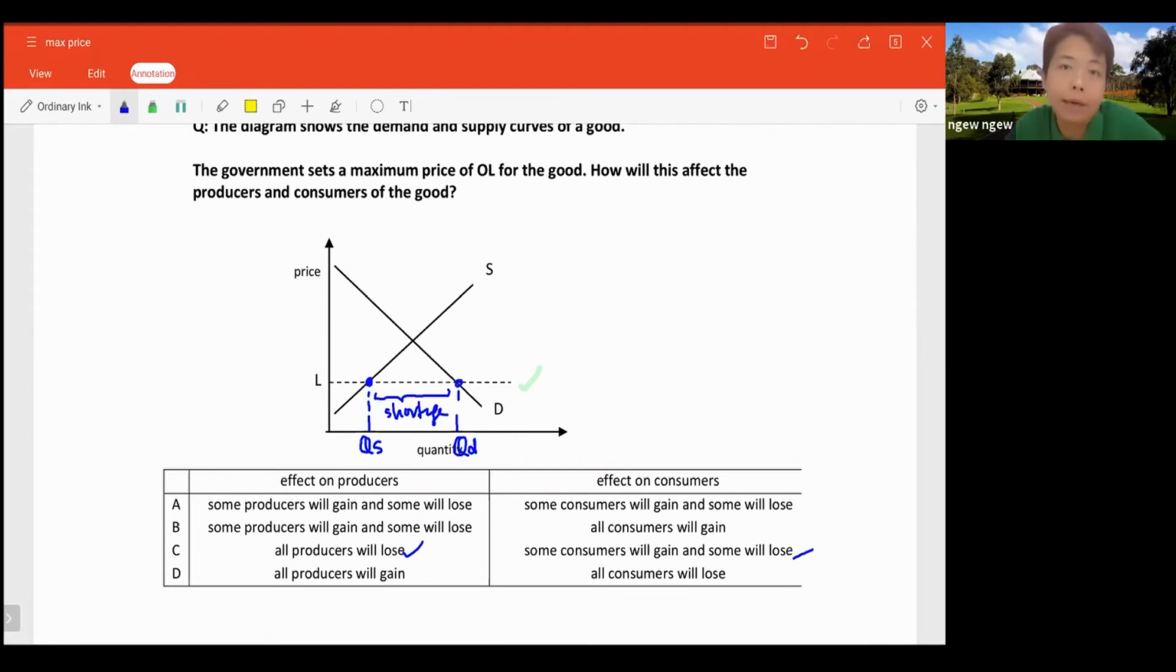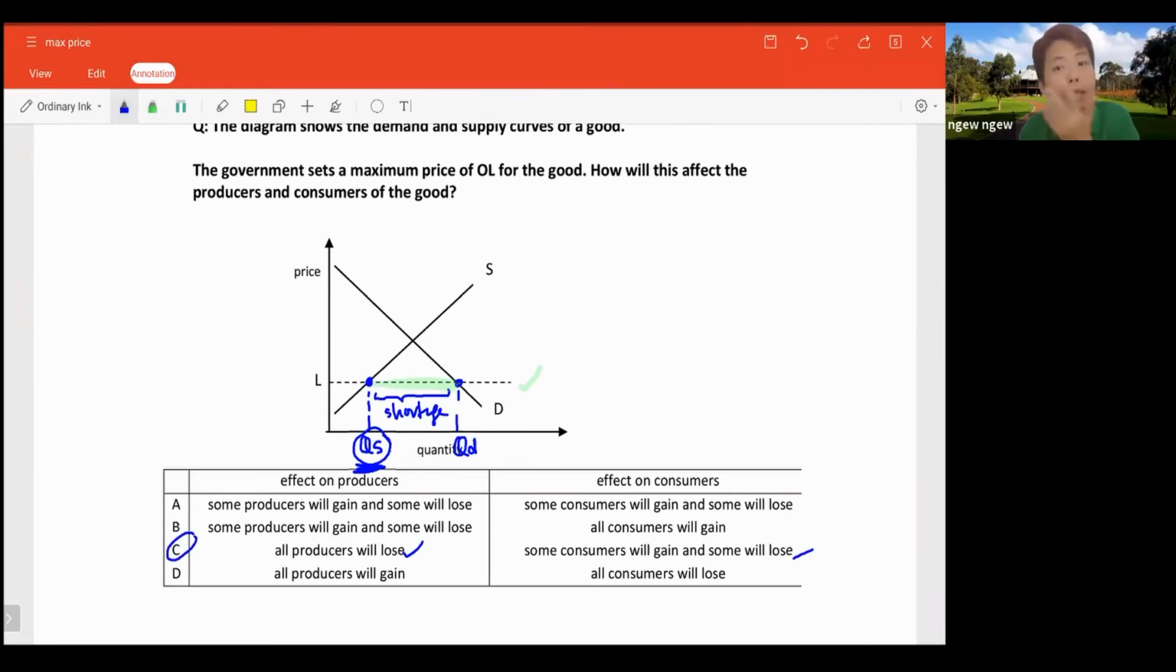is simply because those who manage to buy the goods at the maximum price set will gain, okay? Because when maximum price is set, only this amount is being supplied. So those consumers that can buy up to this amount at the maximum price L set, they will gain. But the rest, those who can't afford to get the goods, those who are facing shortage, they will lose. So this is why the answer is C, okay?